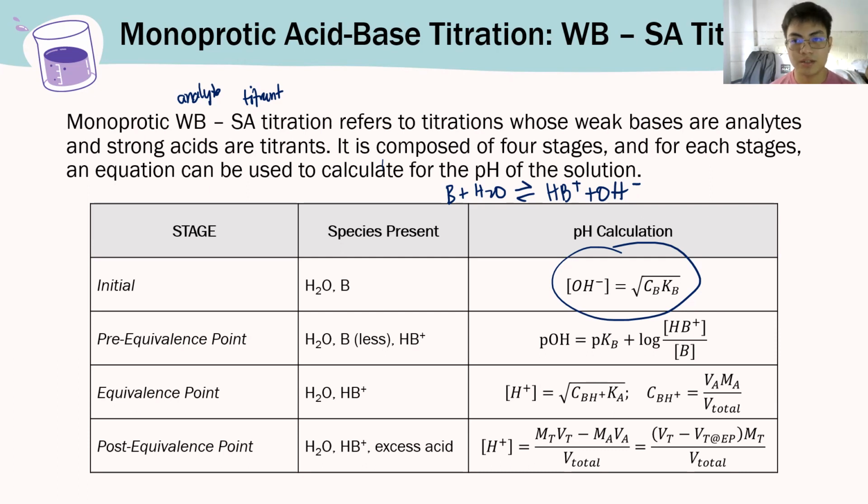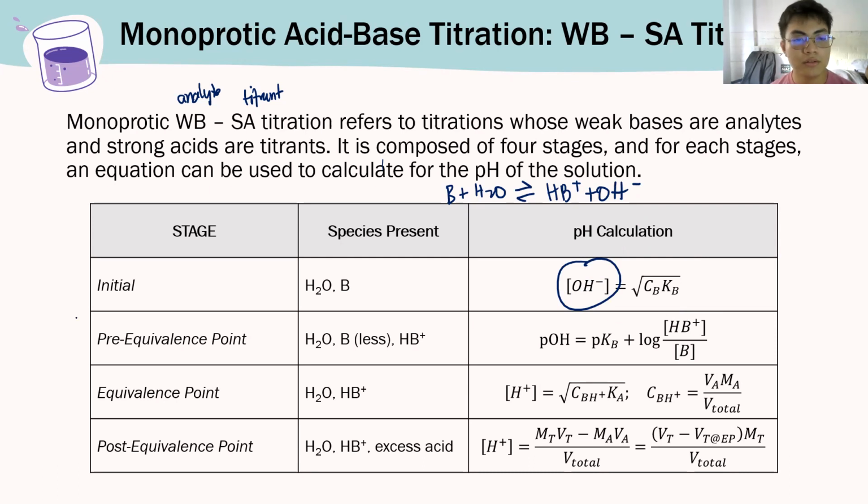So it's just the small x approximation. But keep in mind, it's basic. So you will get an OH concentration. When you take the negative log of that, that gives you pOH. Then you subtract that from 14 to get the pH.